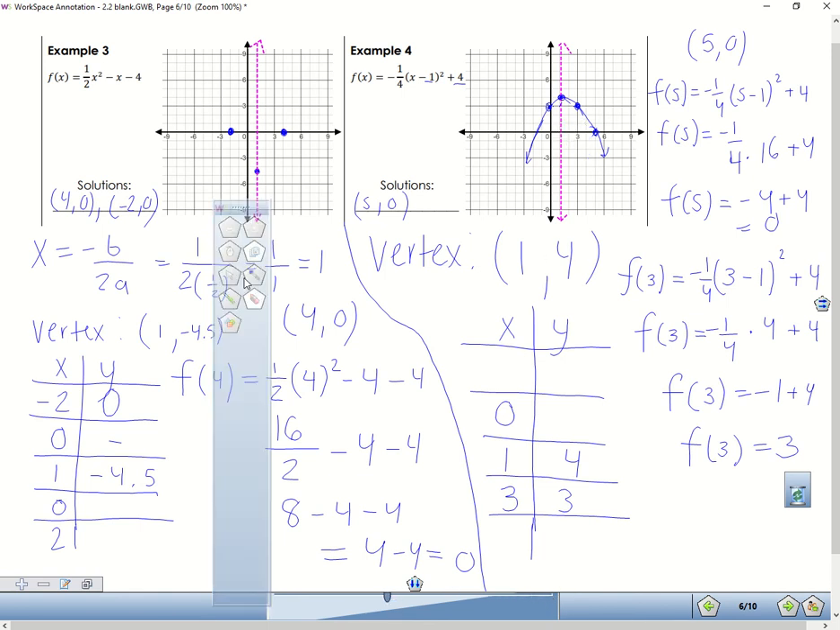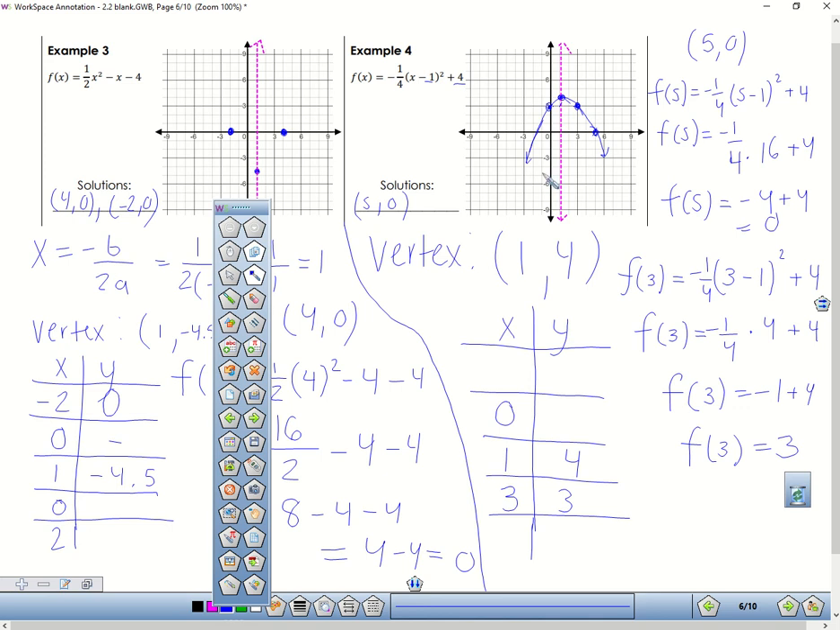So from here, I don't need to do the math for the other side because I can count its distance from the axis of symmetry, right? So this is 1, 2, 3, 4 units from the axis of symmetry. So over here, 1, 2, 3, 4 units over. So over here is my other solution, which is (-3, 0). So it looks something like this, your quadratic. So sometimes your sketch is not going to be 100% accurate. You're just trying to gauge where it's going to go.